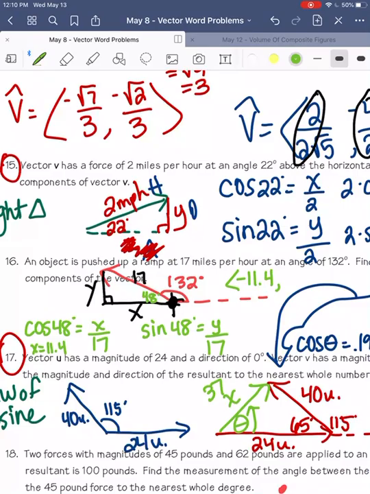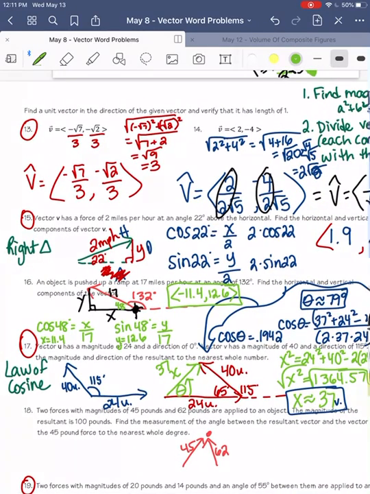And then we're going to type the same thing: 17 times sine 48, and you get 12.6. You do not have to change the sign there, because it's going up, so it's still going to be positive. Okay? All right, so that's your answer there. You have your x component here, and you have your y component there.